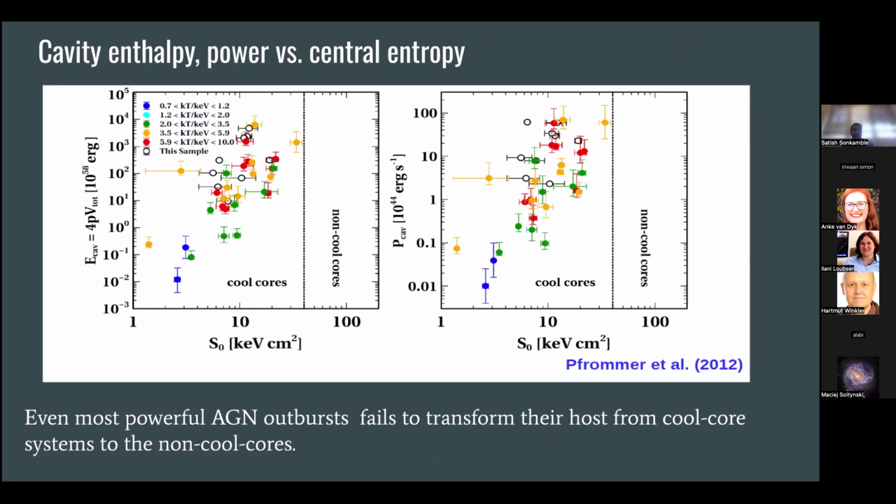Another important aspect is central entropy, and this has a threshold of 30. If the central entropy is less than 30, it means that it's a cool core cluster, and above that it is a non-cool core system. This plot shows that even a very powerful AGN outburst or very big X-ray cavities fail to transform their host from a cool core to a non-cool core cluster. It is not able to transform it.